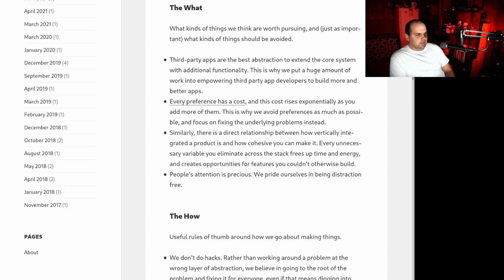And then the next point here comes, similarly, there is a direct relationship between how vertically integrated a product is and how cohesive you can make it. Yes and no. Every unnecessary variable you eliminate across the stack frees up time and energy and creates opportunities for features you couldn't otherwise build. That is also true.